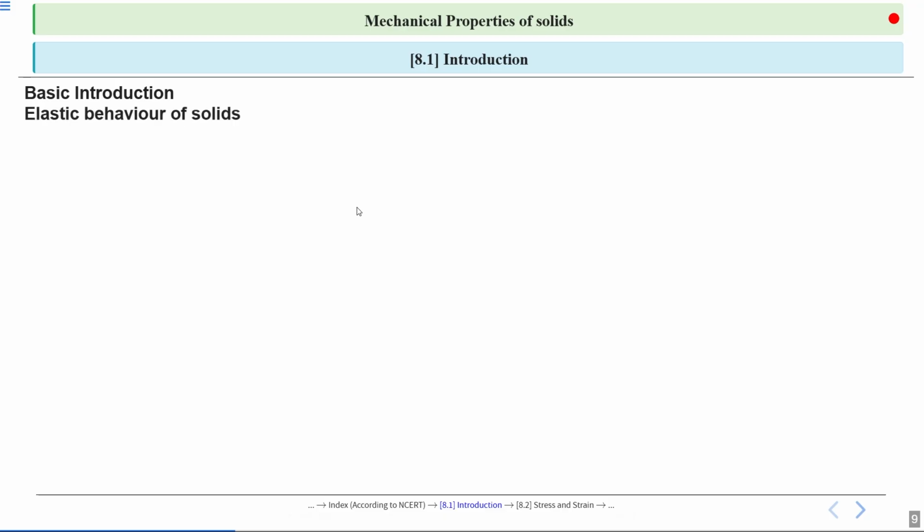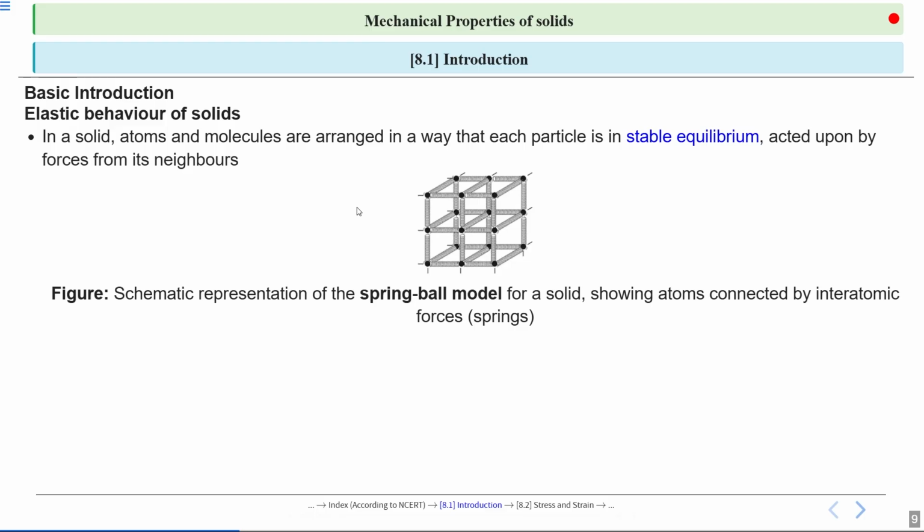Now, elastic behavior of solids. In solids, atoms and molecules are arranged in a stable equilibrium. This means each particle is balanced by forces from its neighbors. Look at the figure. Here it shows a spring ball model. This model helps us visualize how atoms are connected by interatomic forces represented by springs. So here springs are interconnected.